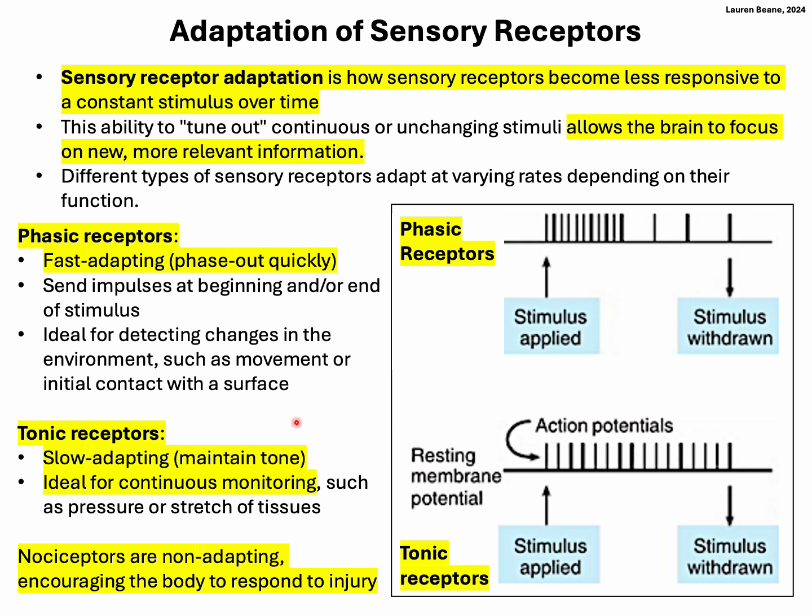Tonic receptors are more slow adapting. I said that they kind of maintain a constant tone. The action potential frequency stays pretty much the same, so it's really not phasing out. This is more ideal for continuous monitoring, so things like continuous pressure and continuous stretch, things that we really need to be more aware of, in contrast to the phasic receptors. And then the nociceptors are really non-adapting. This is important because we want that message of pain to be continuously sent to encourage us to remove the painful stimulus or respond to potential injury.